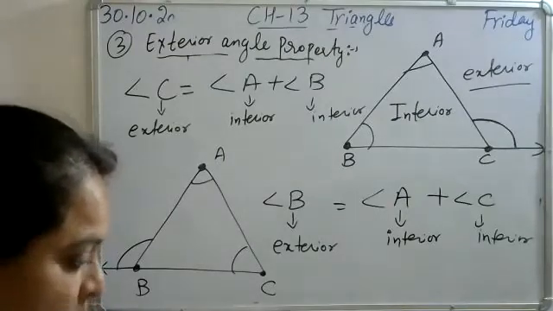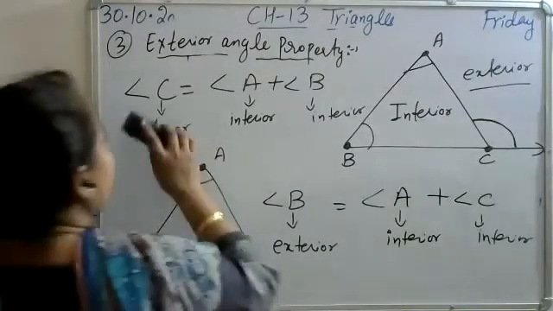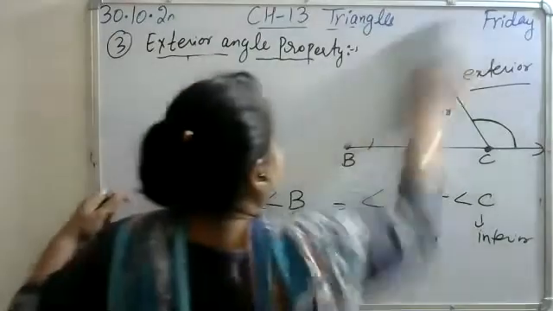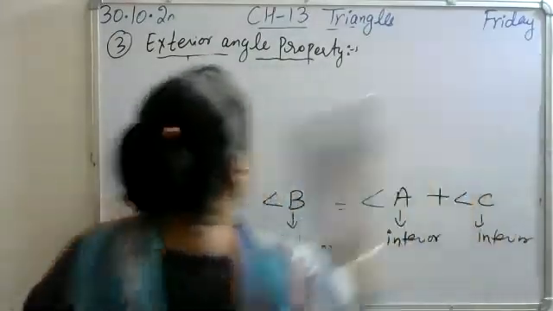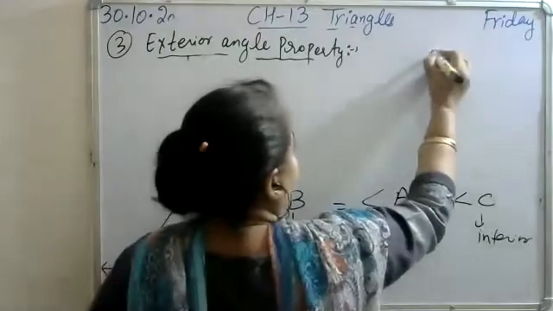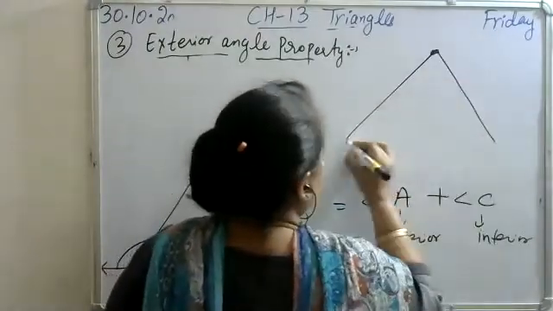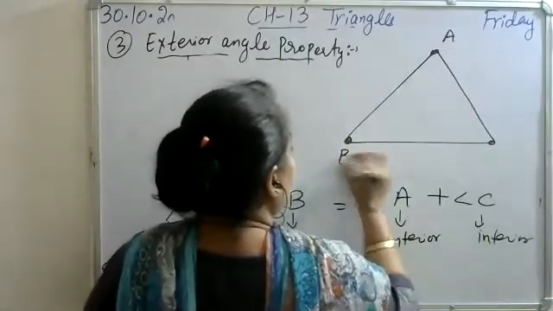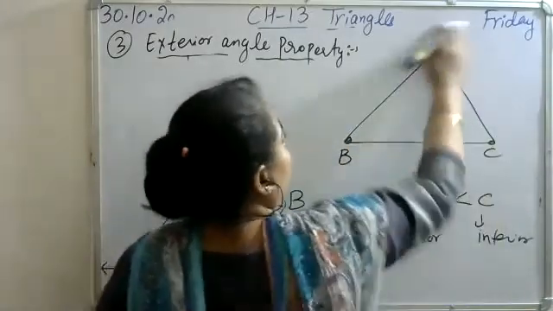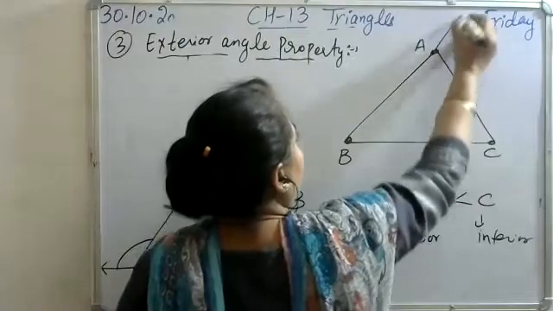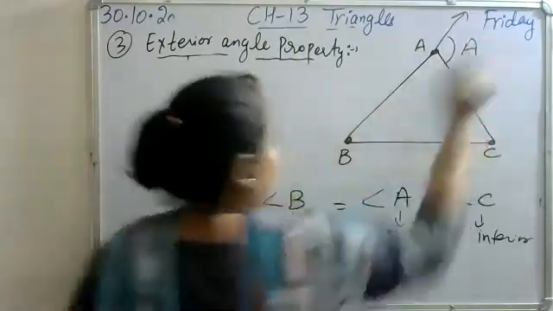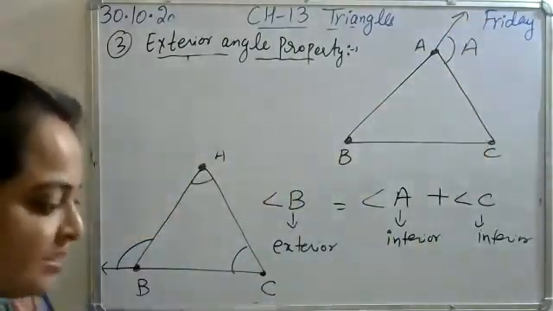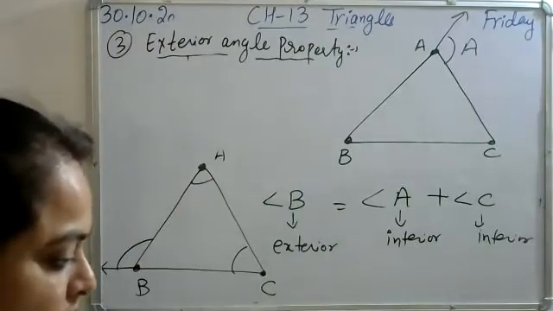Okay, ma'am. Now, next diagram is same. If I am talking about angle A exterior, this is A, this is B, this is C. Now, if I am talking about this A exterior, A. Now, what about this A exterior? Yes, Mehak.